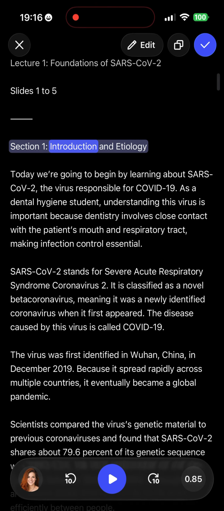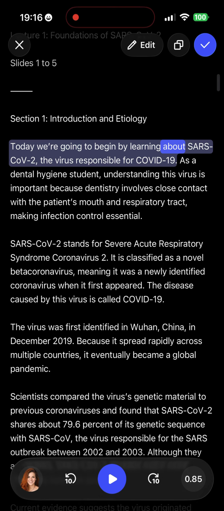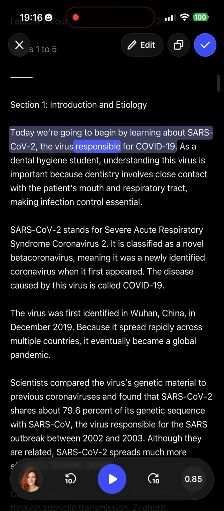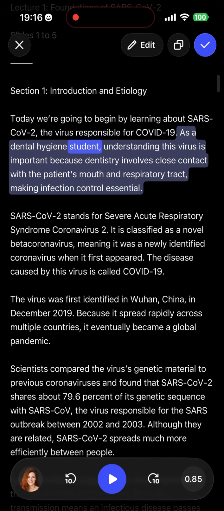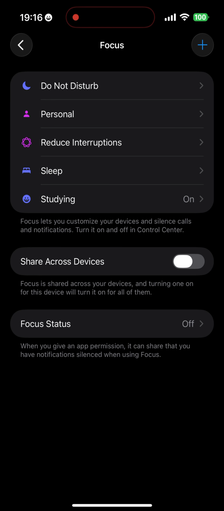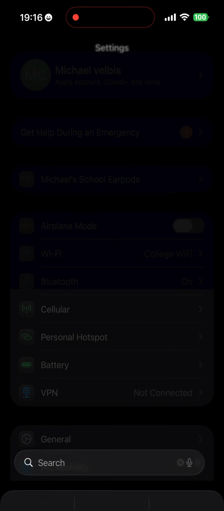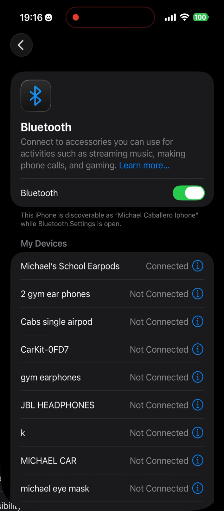Section 1. Introduction and Etiology. Today we're going to begin by learning about SARS-CoV-2, the virus responsible for COVID-19. As a dental hygiene student, understanding this virus is important because dentistry involves close contact with the patient's mouth and respiratory tract, making infection control essential.